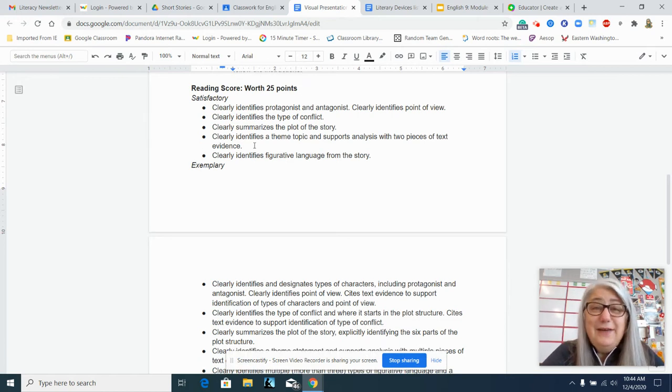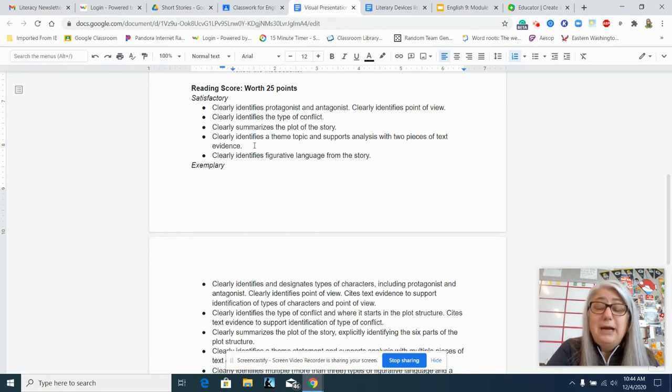In order to receive a satisfactory, that means that you have done the work at a 9th grade level, what I would expect any 9th grader to do, you would clearly identify the protagonist and antagonist, as well as the point of view of your story. You would clearly identify the type of conflict in the story, or conflicts. Stories can have more than one conflict, you know. You would clearly summarize the plot of your story. You would clearly identify a theme topic.